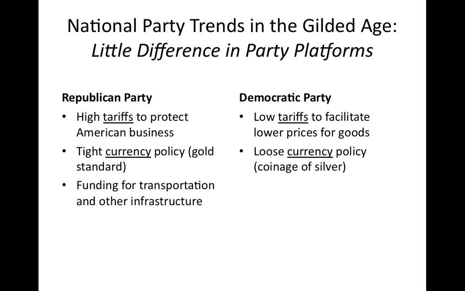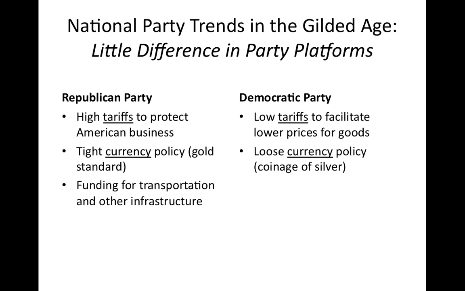For example, the Republican Party wanted to impose higher tariffs to protect American businesses, while the Democrats preferred to have lower tariffs in order to facilitate lower prices for goods, which was good for the working class, for example.